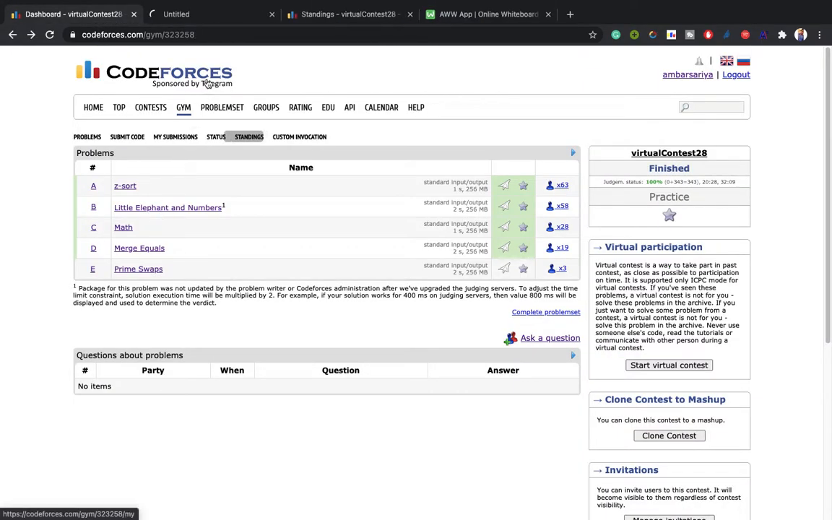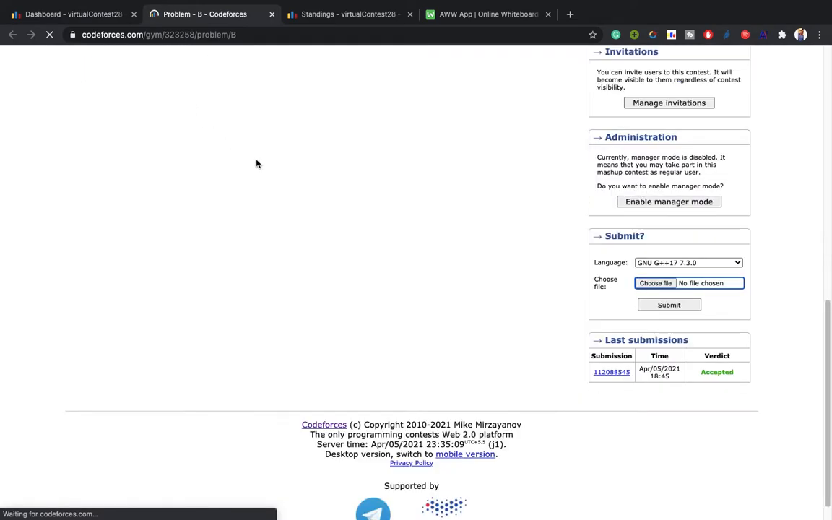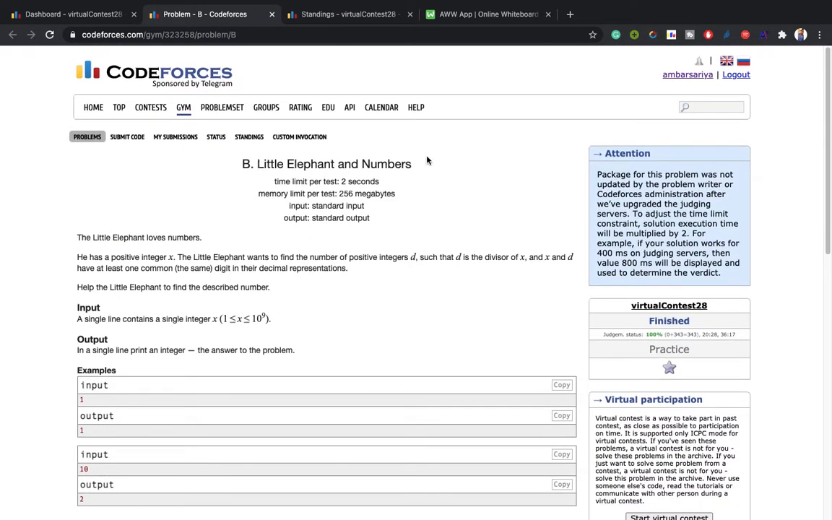Let's move on to problem B. The name is Little Elephants and the Numbers. Here we are given an integer x, and we have to find a positive integer d such that d is a divisor of x, and x and d must have at least one common digit in the decimal representation.